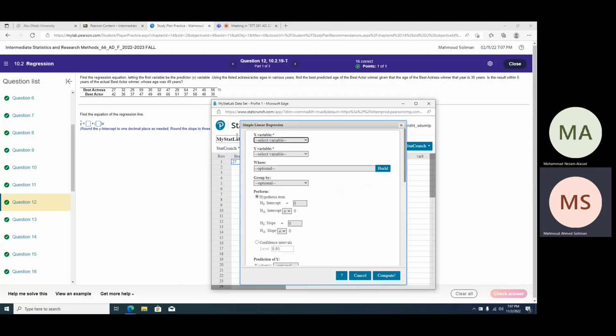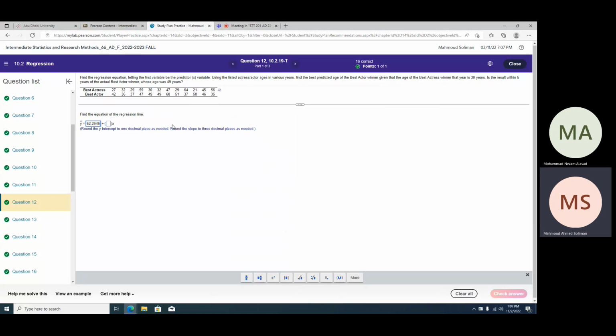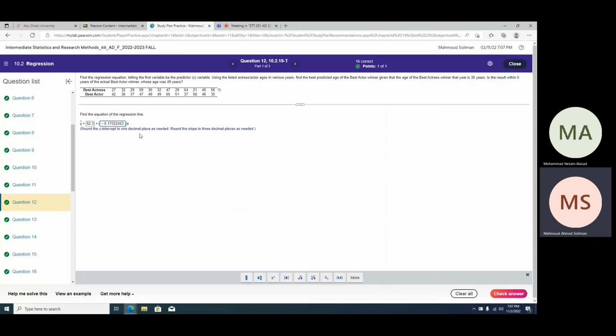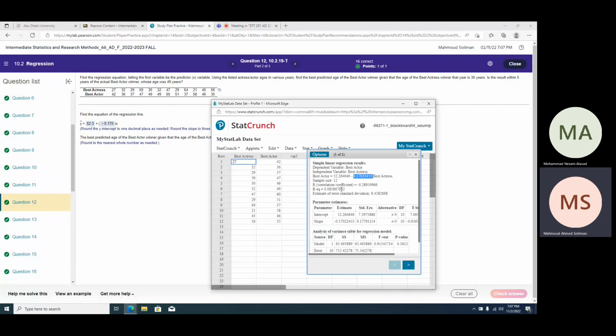Okay. So regression simple linear. X is predictor, which is the first variable, so actor. Compute. So this one, 1 decimal. It's negative, so put minus, 3 decimals. Oh, let's check alpha.